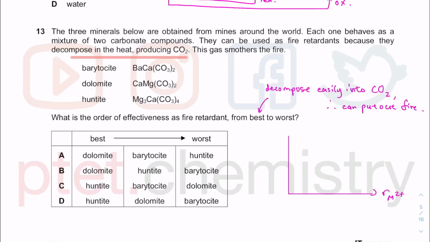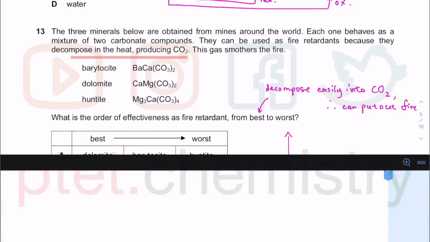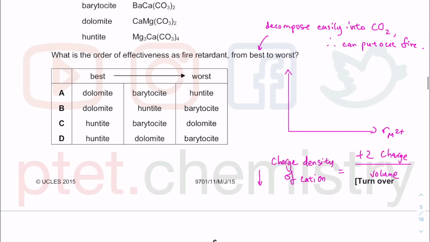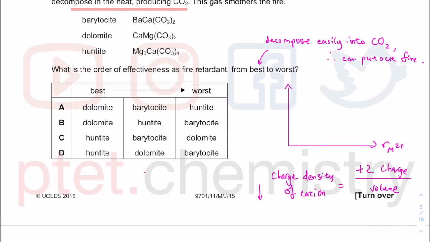Down group 2, as the radius of the cation increases, it becomes less and less polarizing. If you think about charge density, this is the charge density of the cations. Since the anion is carbonate, they are all the same. The charge is the same because they are all group 2 ions, but the size is different. The size, or I can say volume, charge over volume is basically charge density. So your size increases down group 2 as a result of more electron shells being filled. Therefore, your charge density of cation will decrease. And when the charge density of the cation decreases, it becomes less polarizing on the CO3 2- ion.